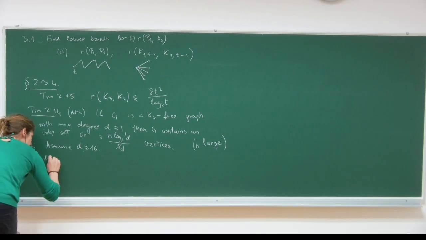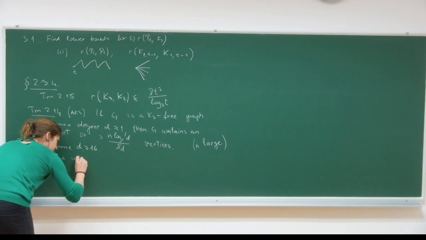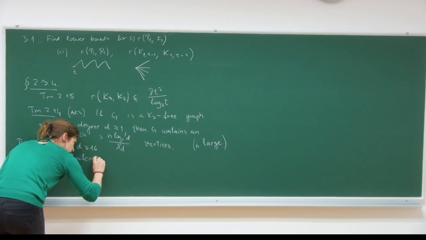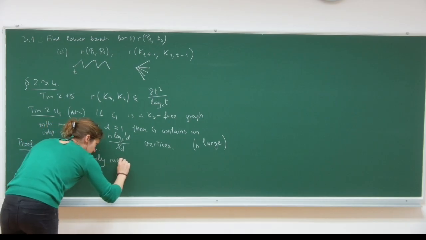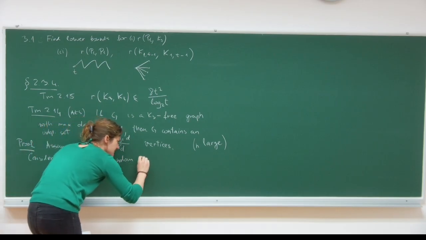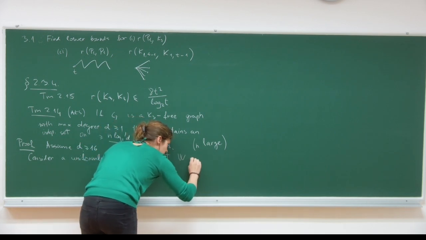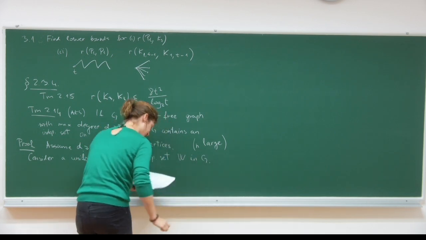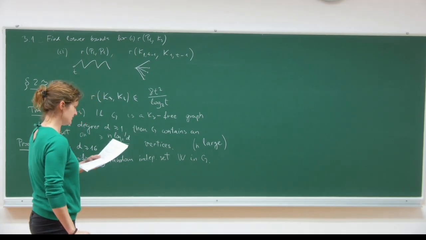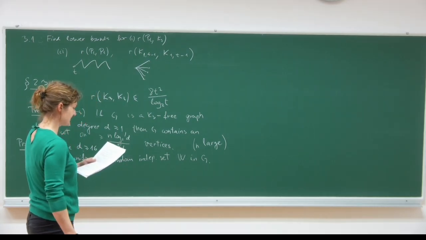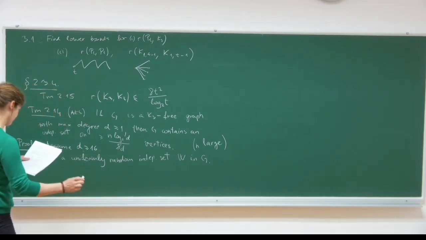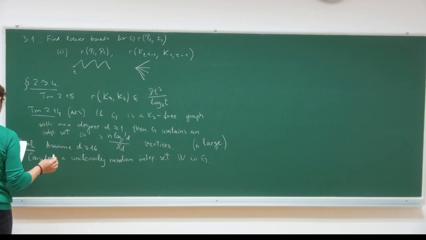a uniformly random independent set W in G. And now we define the following not so natural random variable, but I'll try and motivate it.